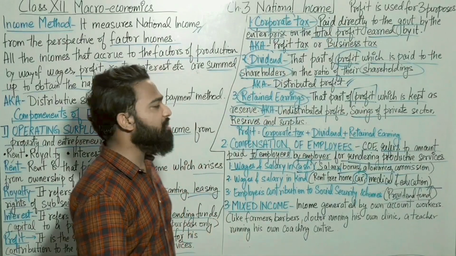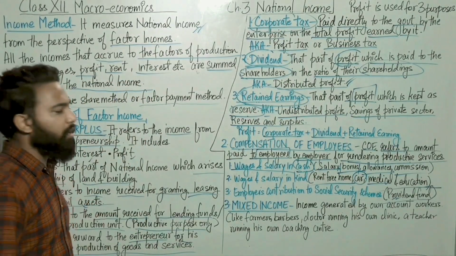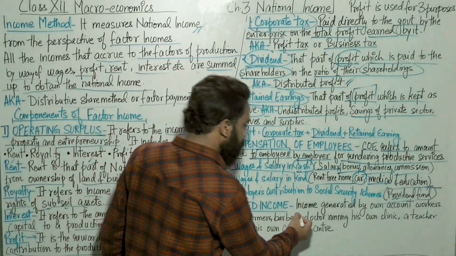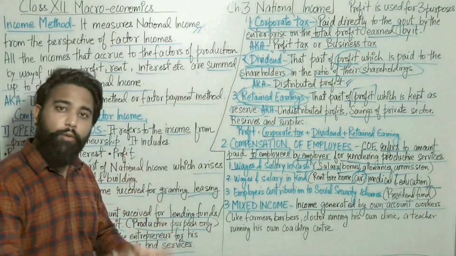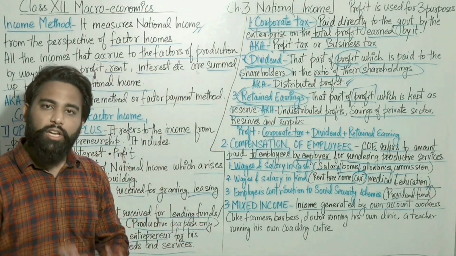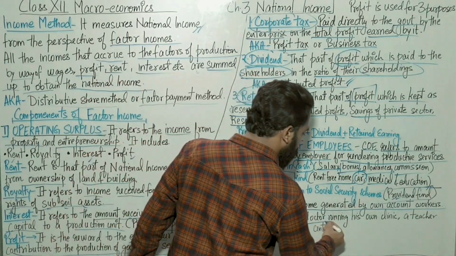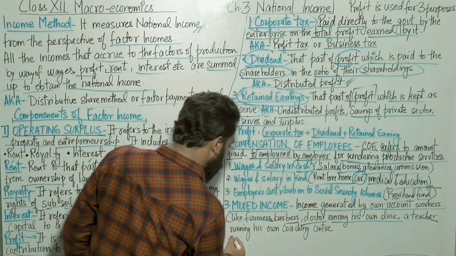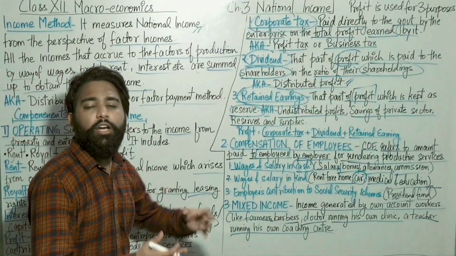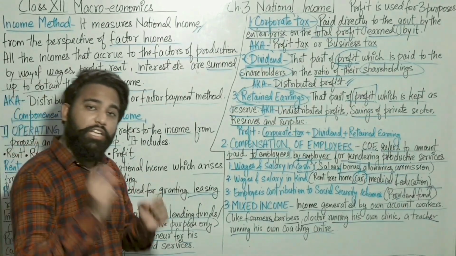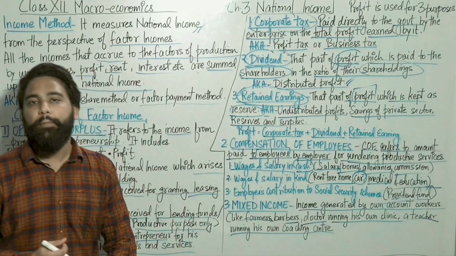The third and last component of income method is mixed income. Now, what is mixed income? Income generated by own account workers, those who do their job by themselves. He is the only one who is working. For example, farmers, barbers, a doctor running his own clinic, a teacher running his own coaching center. All these things come under mixed income.